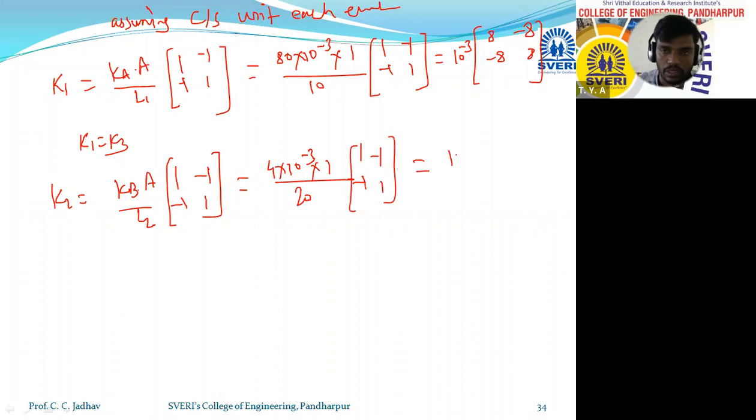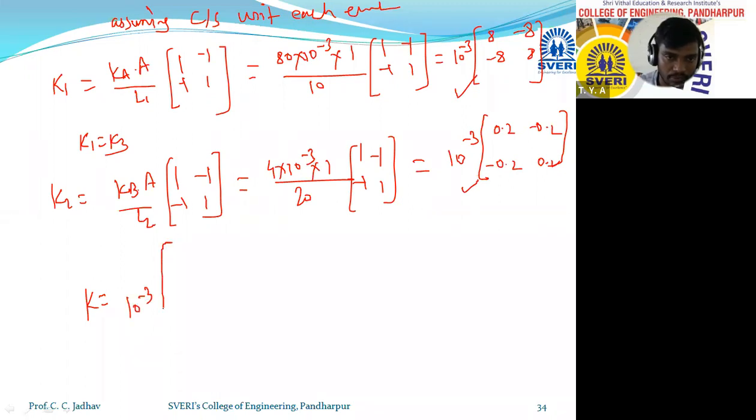How much did this come to? 10 raised to minus 3, 0.2, minus 0.2, minus 0.2, 0.2. Okay, so do the addition and tell me the global matrix, that is, capital K is equal to K1 plus K2 plus K3. Now this is your K1, and K3 also, and this is K2, so I write K1 as it is. Outside, 10 raised to minus 3.